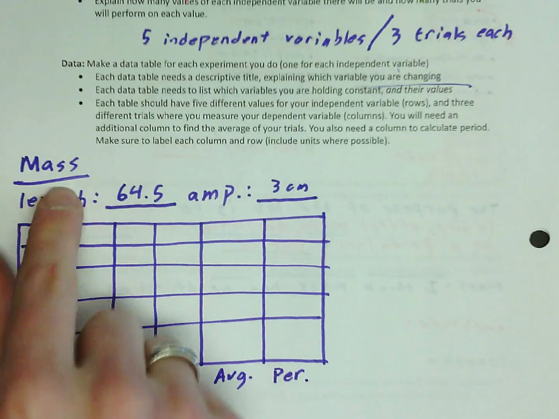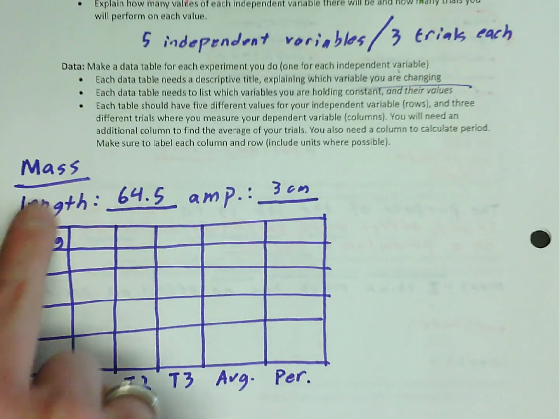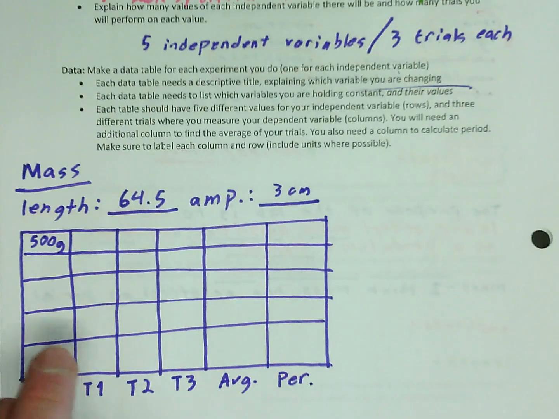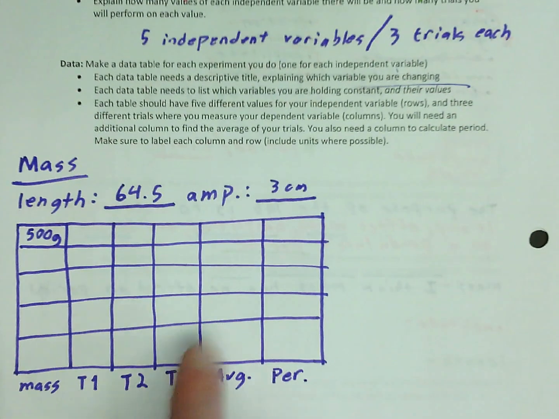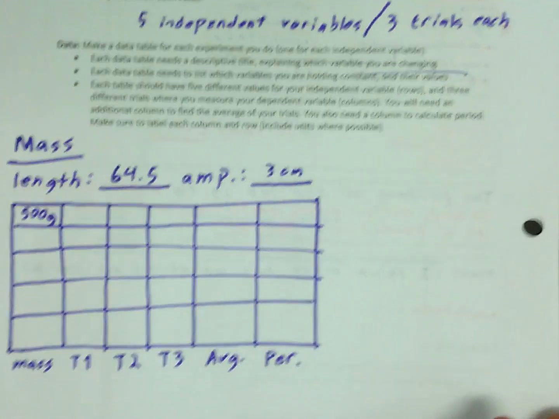We got what it is. We've got what we're keeping constant. We've got what we're changing. We've got a column for each trial. We've got a column for the average. We've got a column for the period. That's what we have for our data tables.